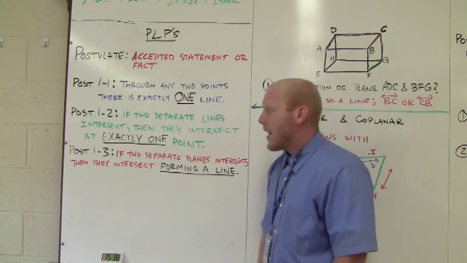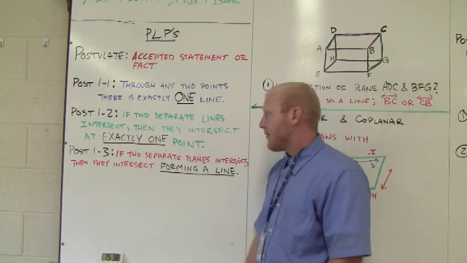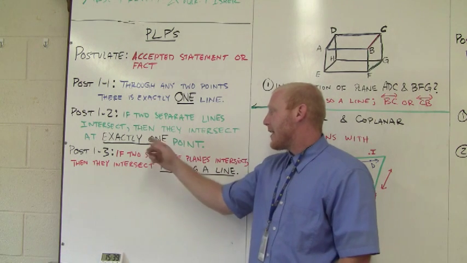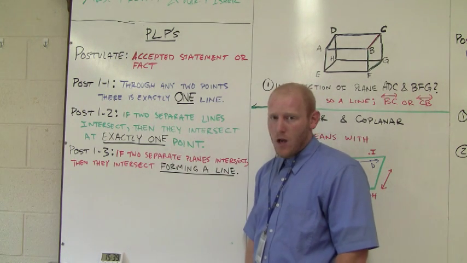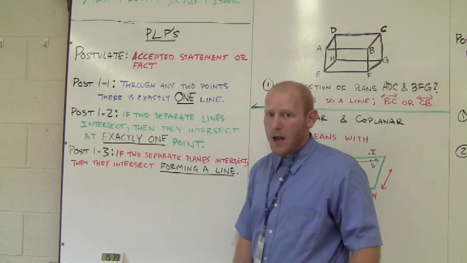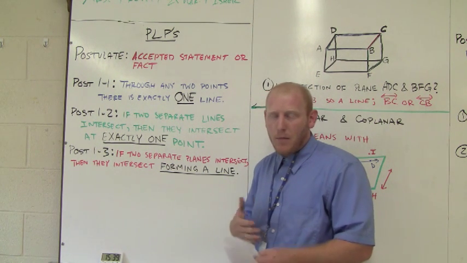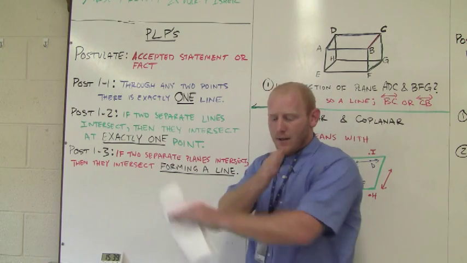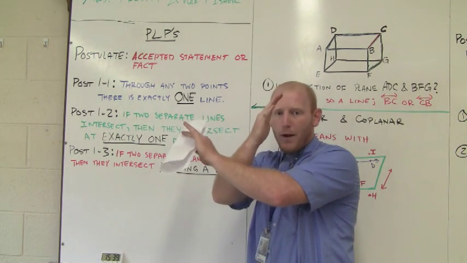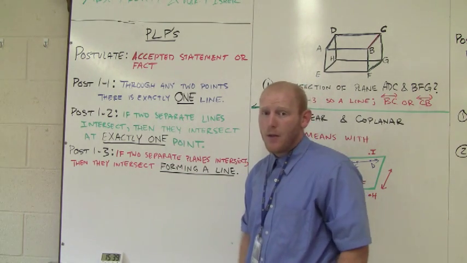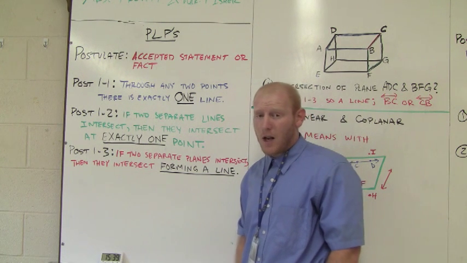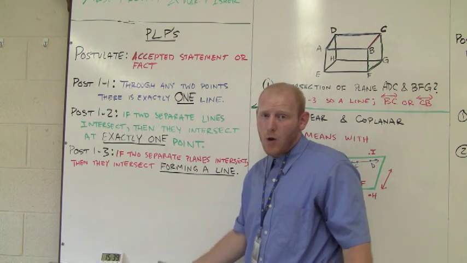Postulate 1-2. If 2 separate lines intersect, then they intersect at exactly 1 point. If you have 2 lines that aren't the same line or aren't parallel, and separate means they're separate but they touch. If they're going to intersect, they're only going to intersect at 1 point. That's the only possible way that they're going to intersect. Once again, if you want to take a couple seconds, try and make it so it doesn't happen.